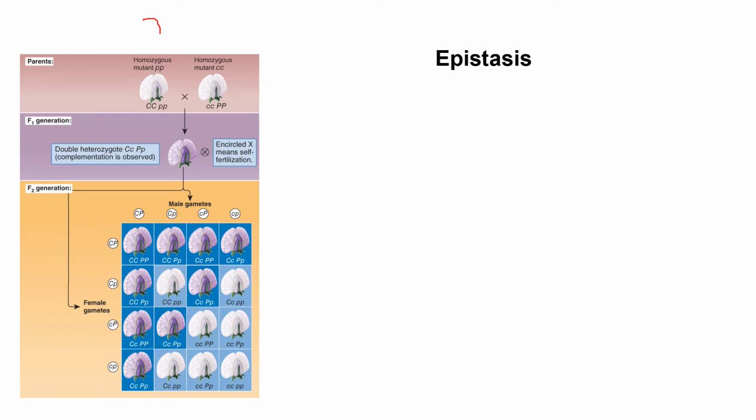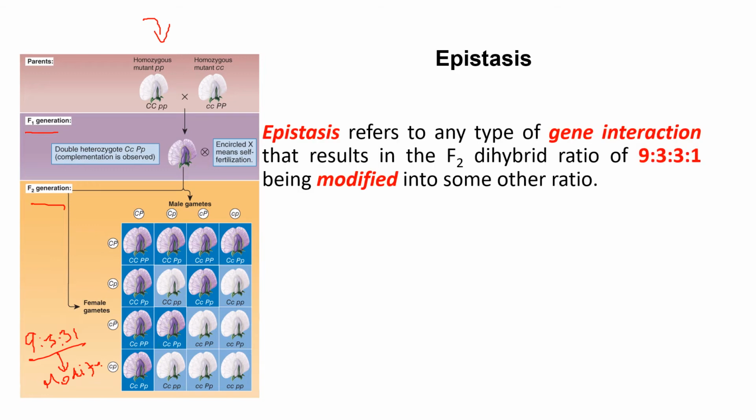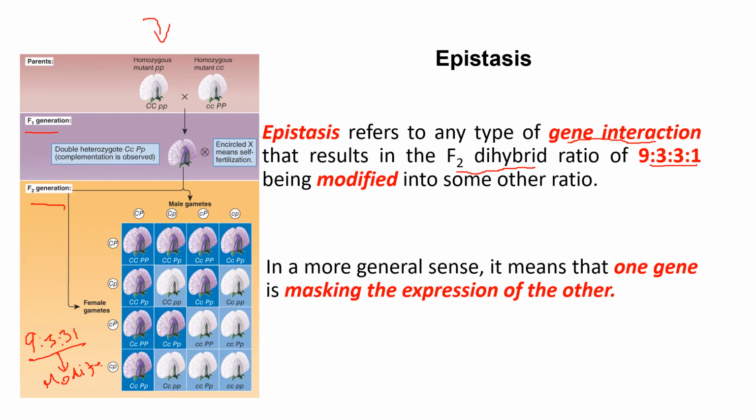So I want to show you this example of a dihybrid cross, and here you have your F1 and F2. And you remember this 9:3:3:1 ratio? When you have epistasis, you can have a modification of this ratio. So you can get different ratios of that. And why? Because there is gene interaction and because one gene can be masking the expression of another gene. So remember, epistasis refers to any type of gene interaction that results in an F2 dihybrid ratio that is modified from this 9:3:3:1 because one gene is masking the expression of the other gene.